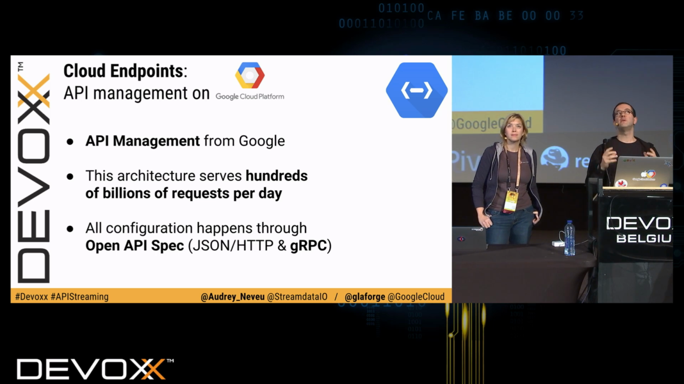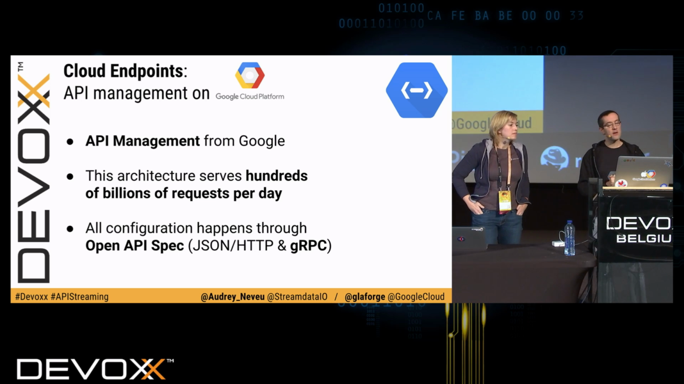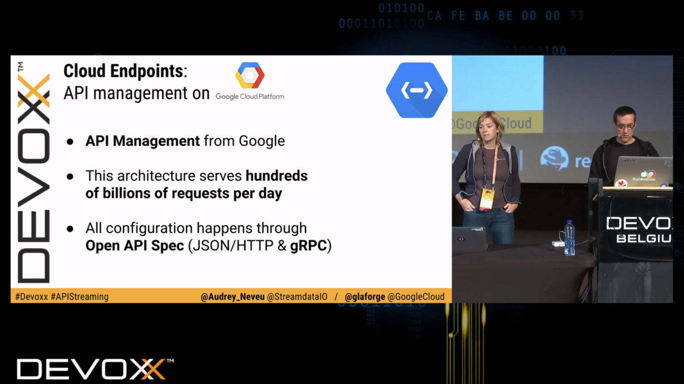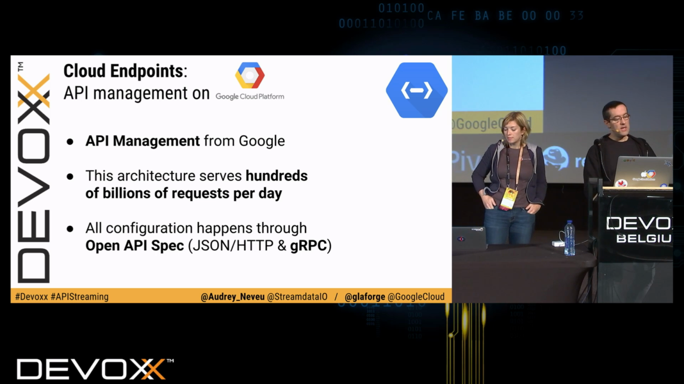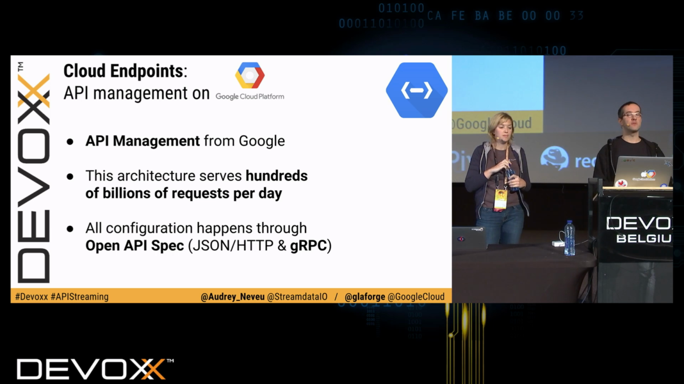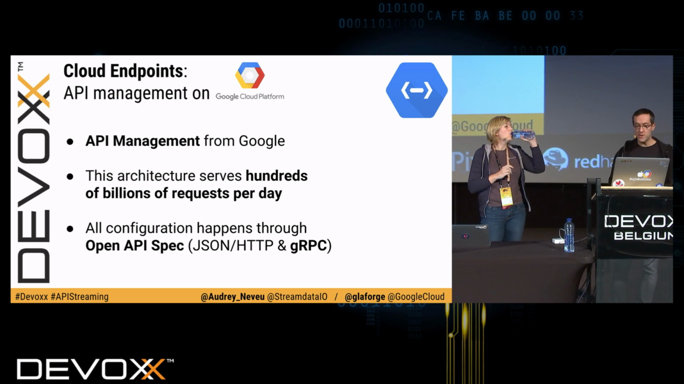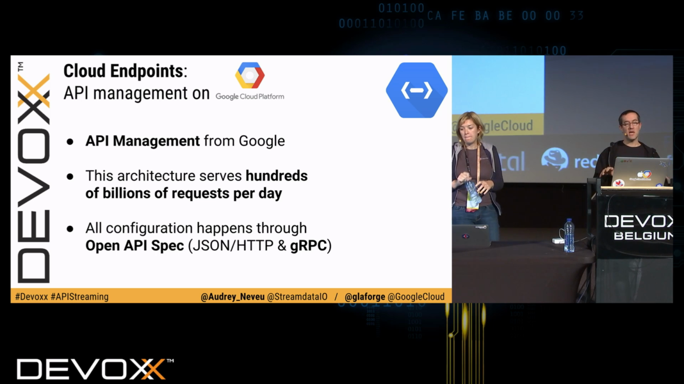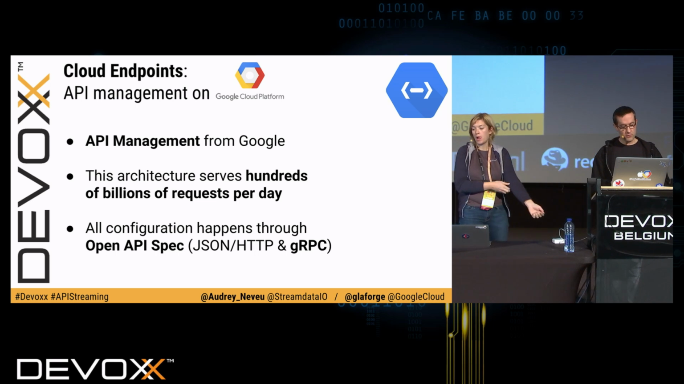And if you're developing and publishing and scaling an API on Google Cloud Endpoints and the cloud infrastructure, it's actually the very same architecture which serves all the APIs that you know from Google. So let's say, Google Maps or any other API that you might have been using. It's really using the same underlying architecture.